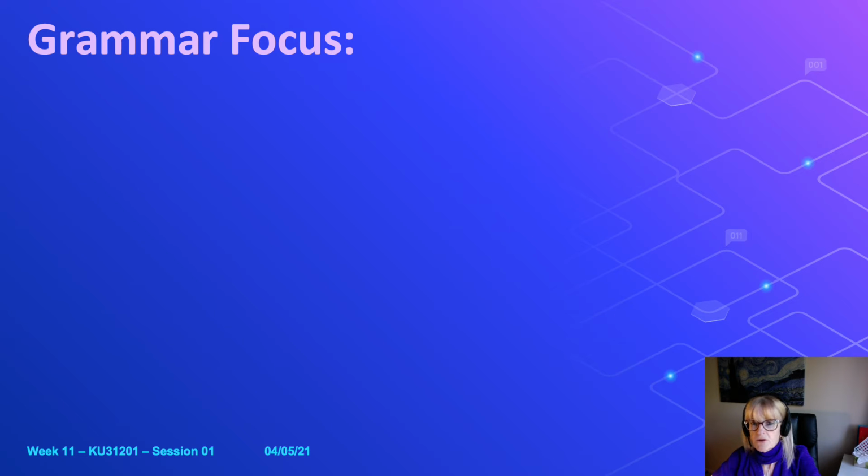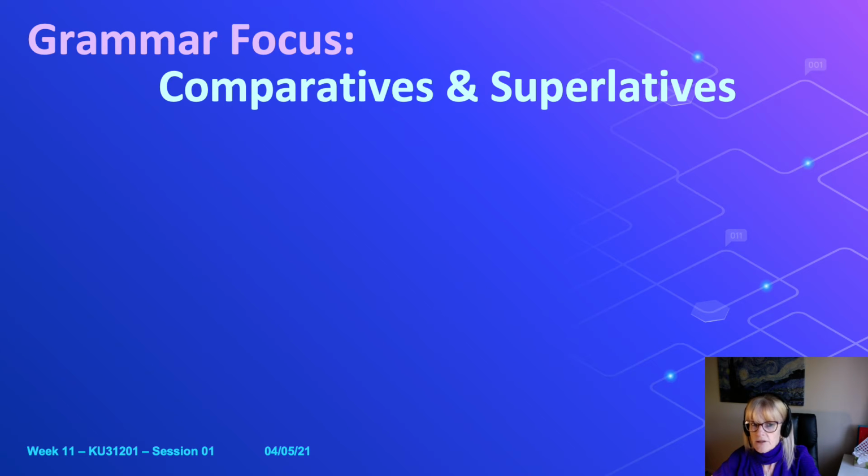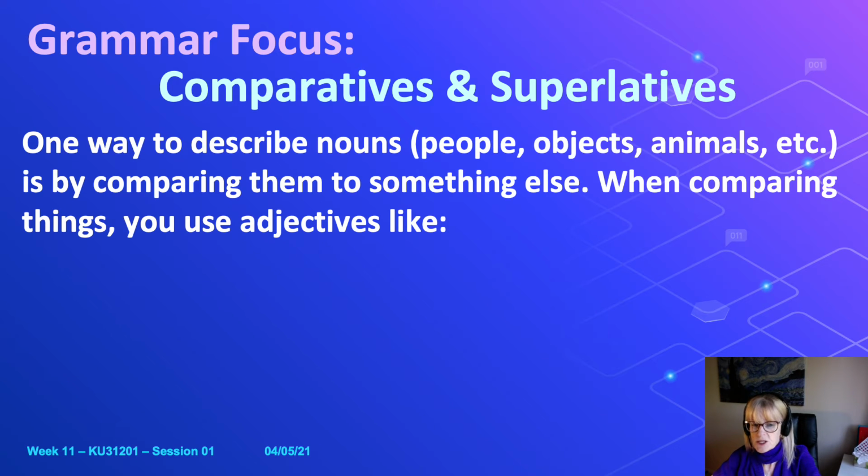Right, our grammar focus for this week is comparatives and superlatives. So when we're describing nouns, we use adjectives. You remember nouns are people, objects, animals, things. They're the words we use for them. Adjectives are the words we use to describe nouns.